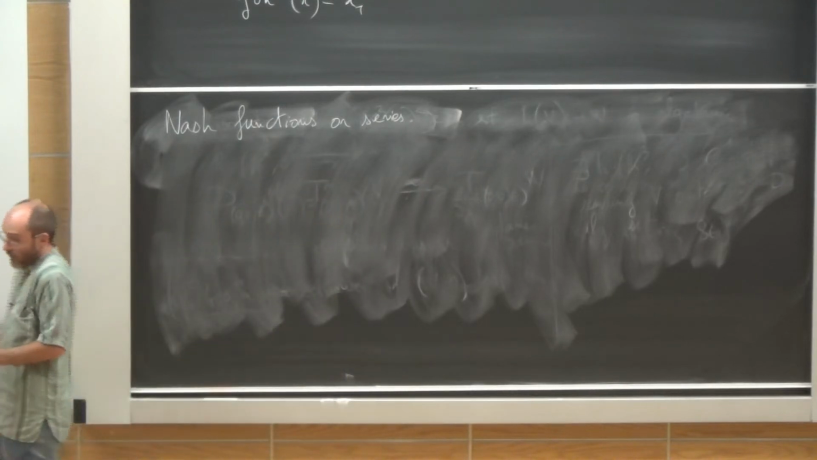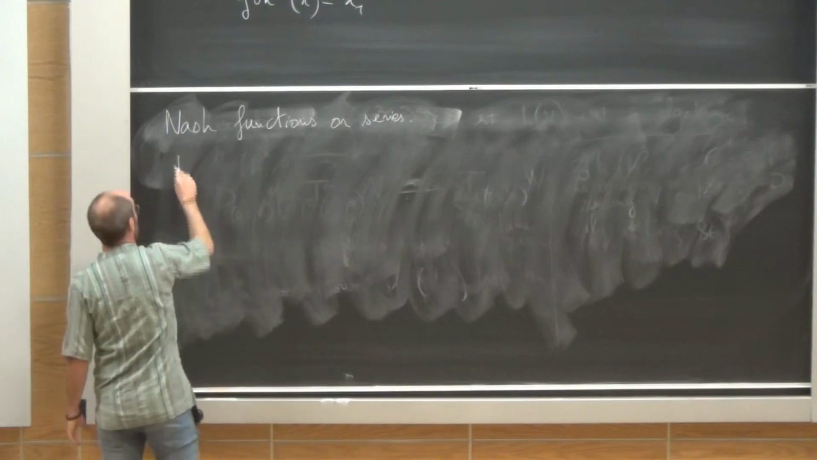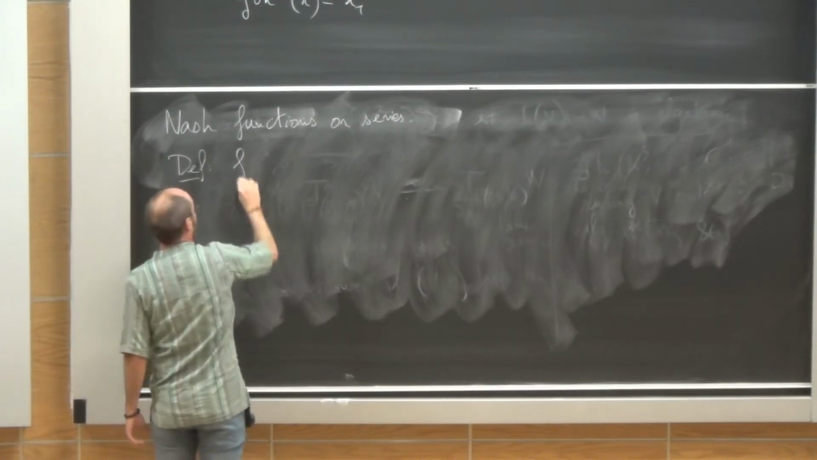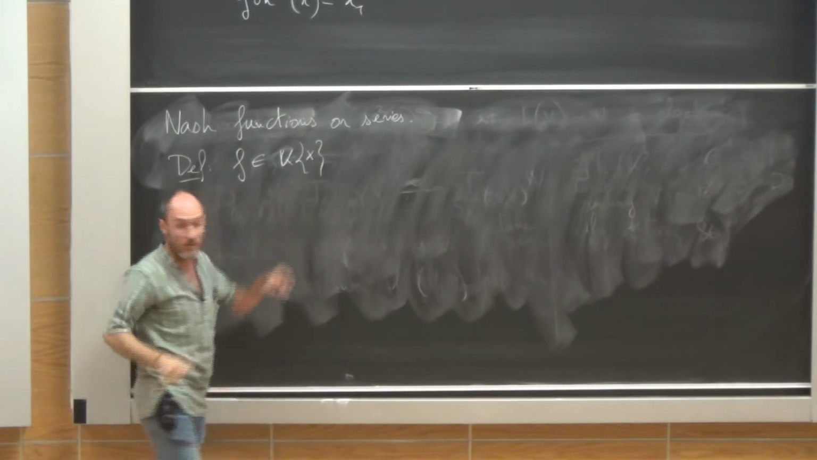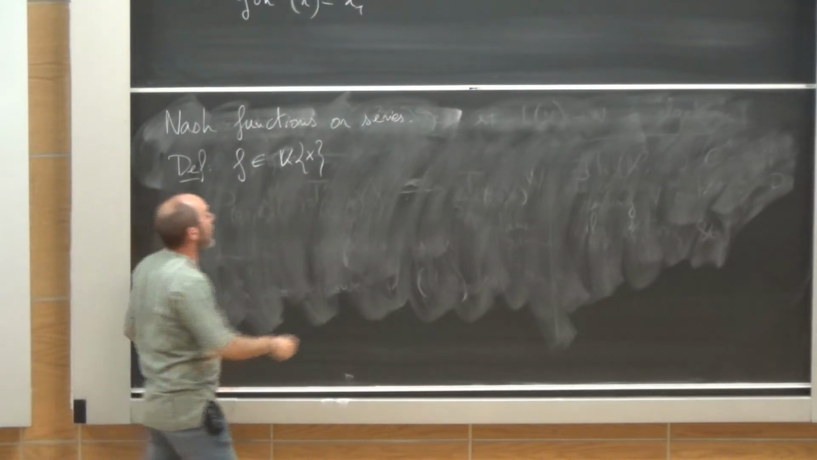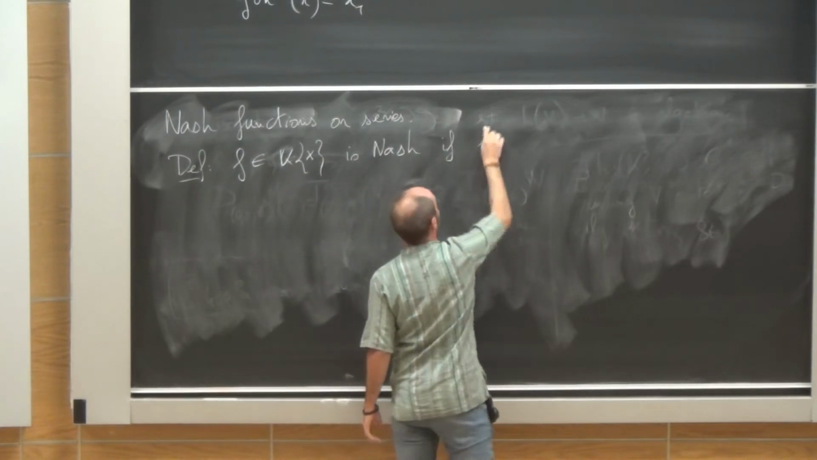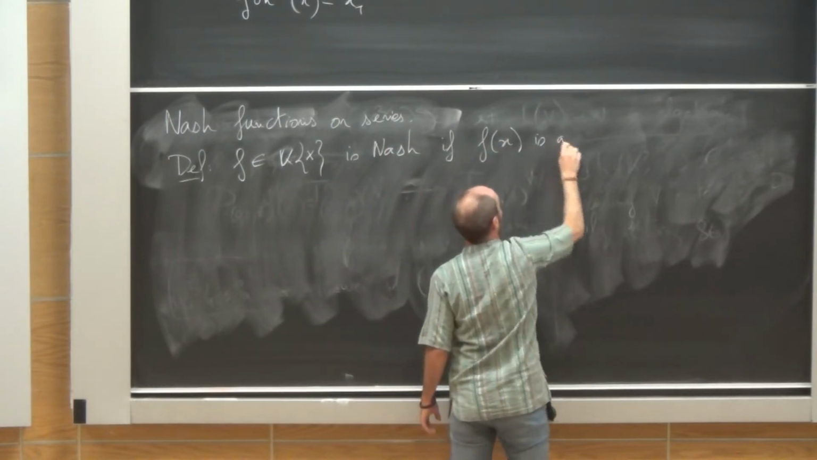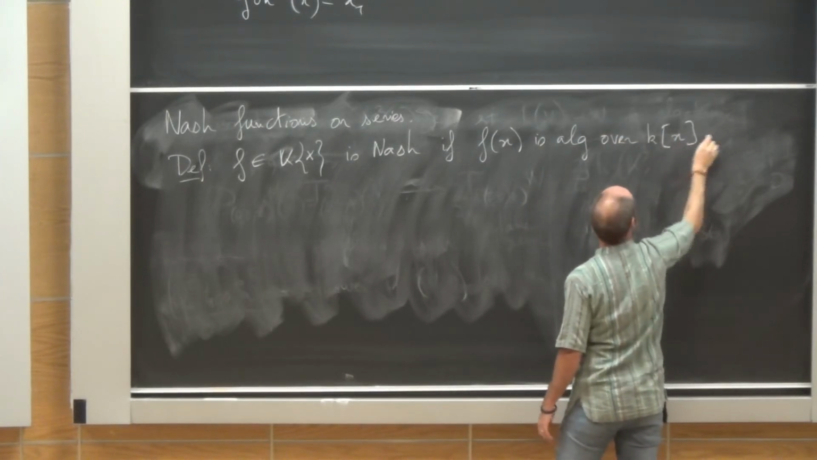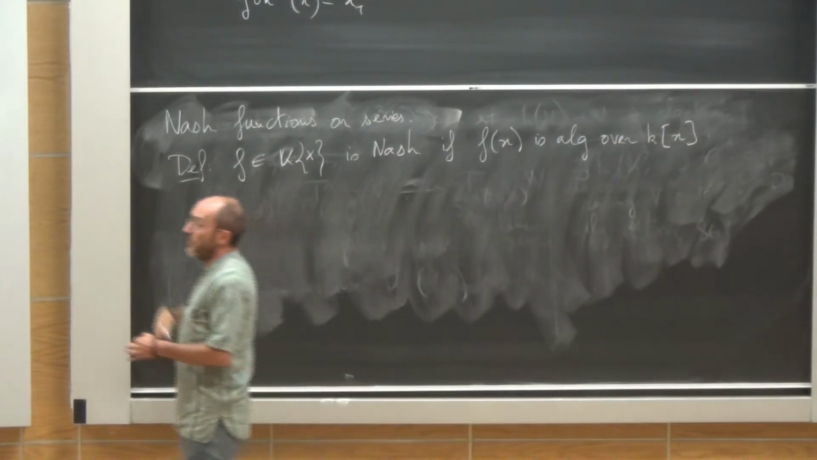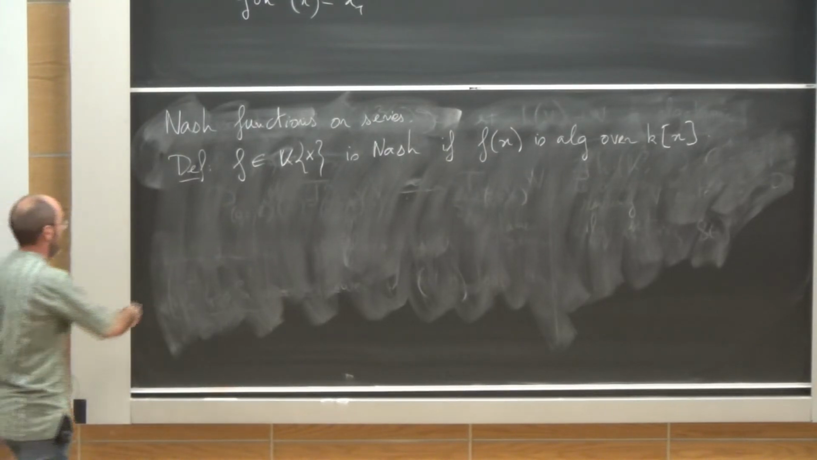So what is a Nash series? It's a convergent power series, which is algebraic over the polynomials. So definition, f in k of x, where x here denotes x1 up to xn, is Nash if f of x is algebraic over the polynomials. So it means that it satisfies a polynomial relation with polynomial coefficients. Example.